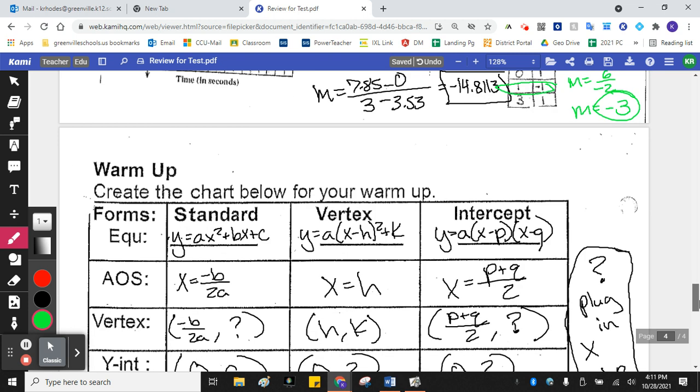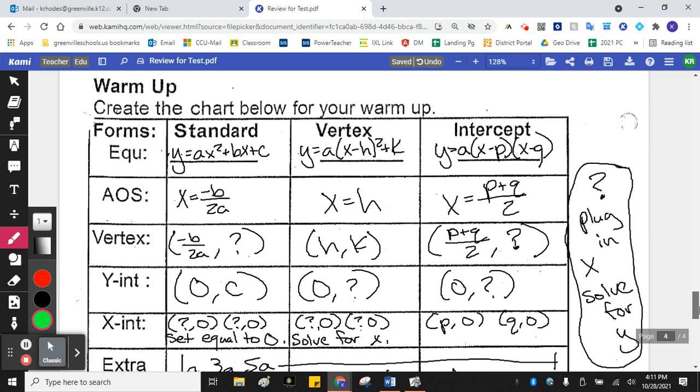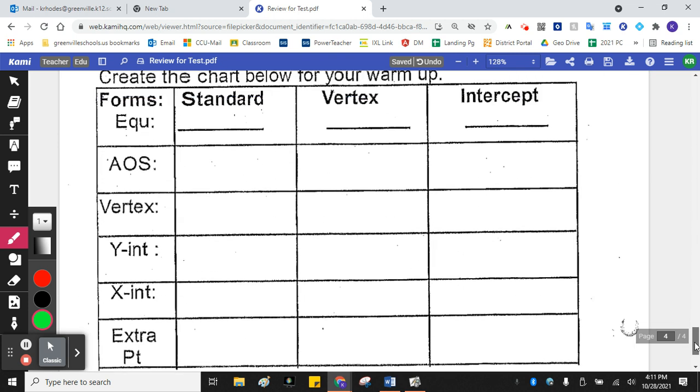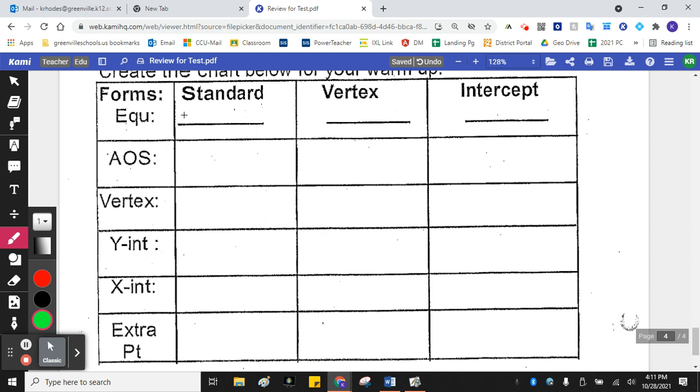All right, on your table, I can fill it out for you if you want to look at it. If you're done, then you don't need to watch this. Have to know your equations.